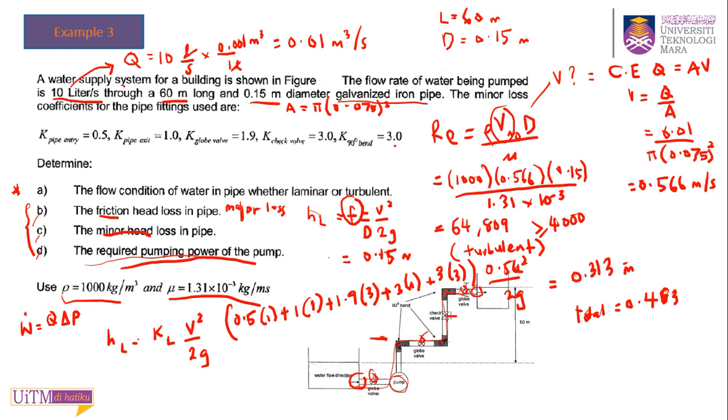Okay, alright. Any question so far? Any questions? No questions. Okay. So I hope you understand, because you don't have any question. So I assume you understand how to calculate these losses in the piping system.